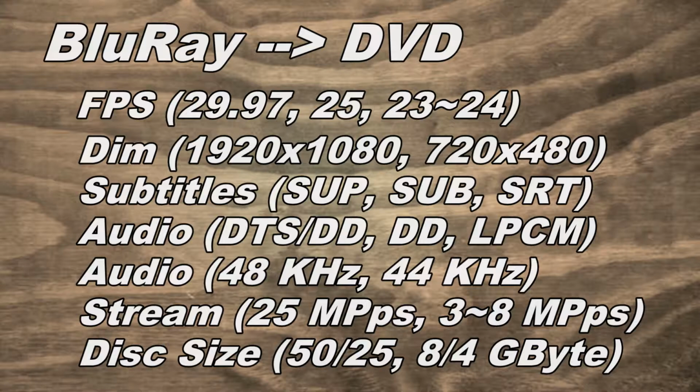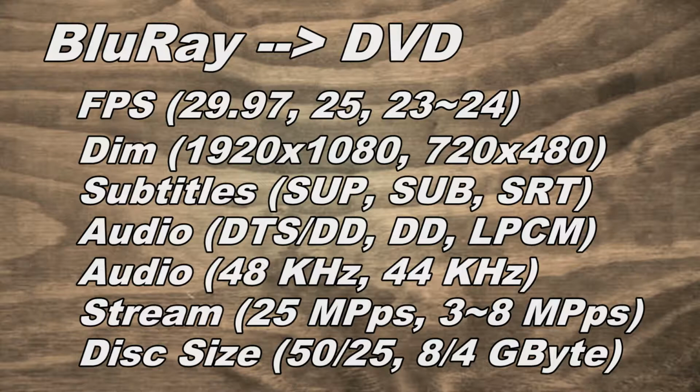Then I want you to look at dimensions. I'm going to be going to NTSC, which is 720 by 480. The same thing that I'm saying here applies to PAL; you just have to change some of the settings. The DVDs come from Blu-rays that are 1920 by 1080. Subtitles: we're going to be looking at three types of subtitle categories today.